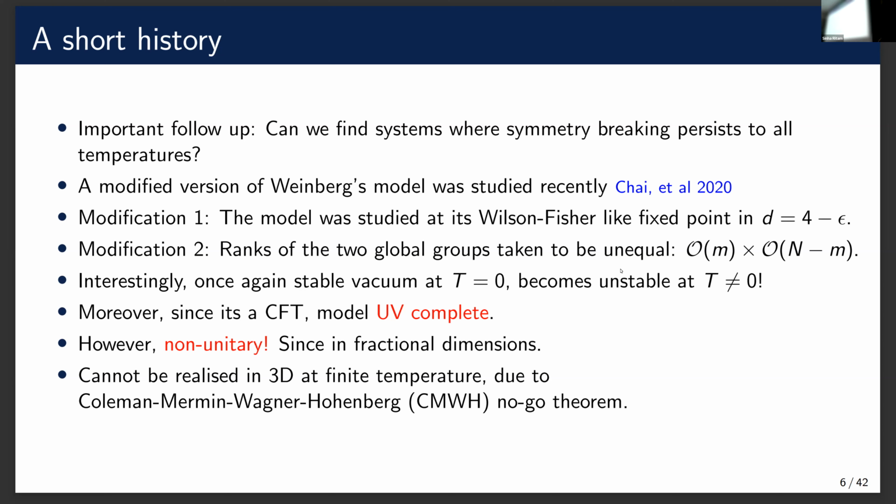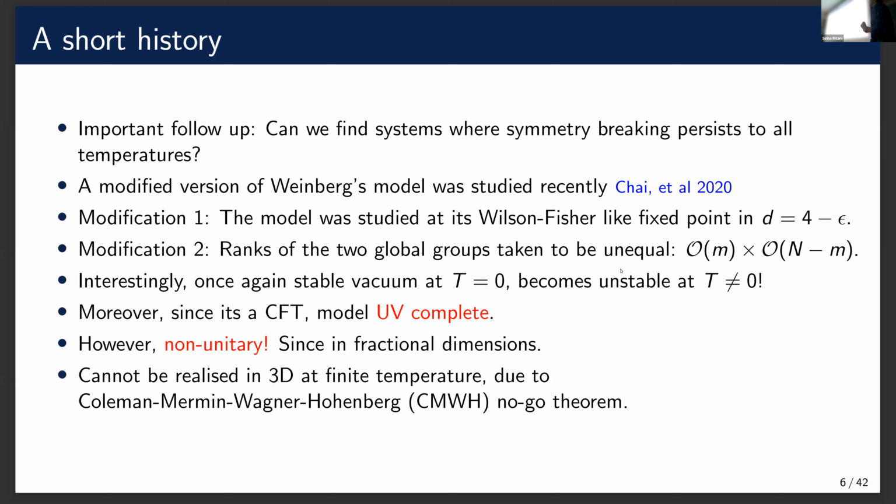So can we find systems where symmetry breaking happens for all possible temperatures? That's the question. The model that was considered by Komargodski, Kai, Smolkin, Rabinovici, and a couple of others, Chaudhuri and Choi, I think 5 or 6 authors in the paper, was a modified version of Weinberg's model. They made 2 modifications. One was that instead of studying the model in 4 dimensions, they went and sat in 4 minus epsilon dimensions at the critical point of the model.